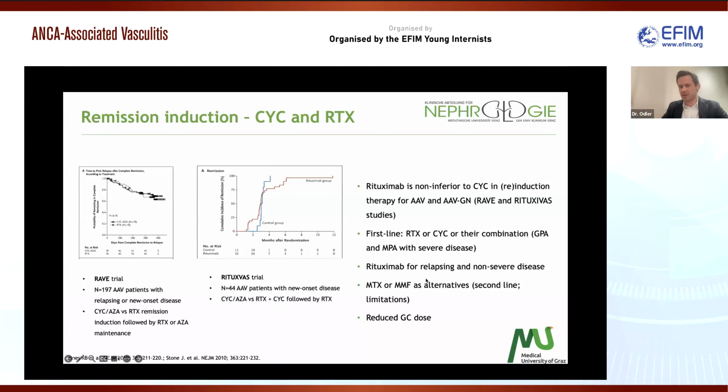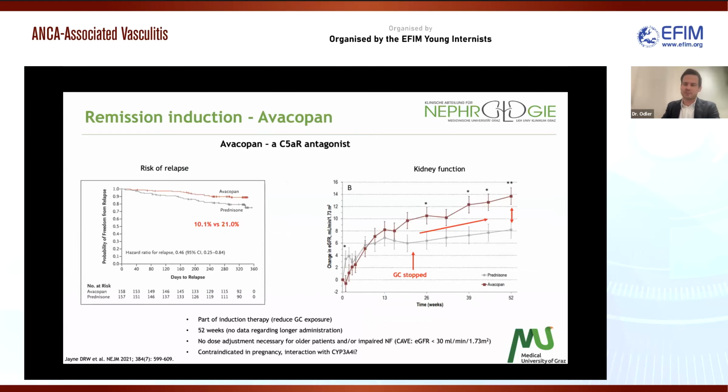We also learned that rituximab should be an important part of the induction treatment in patients with relapsing and non-severe disease. We also saw that reduced glucocorticoid dosing is not so bad and can be considered. That was in 2010, and the topic of glucocorticoids is quite important, so I think we have to talk about this topic in more detail later on.